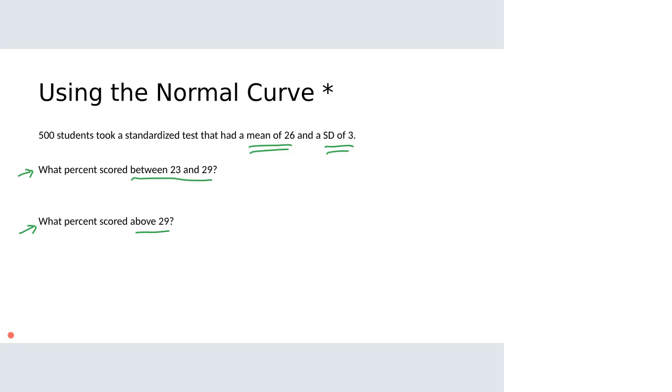All right, so there's a poll for that one. I'm going to go back to the page that had the percentages on it for you, keeping in mind here that the mean is 26 and the standard deviation is 3.